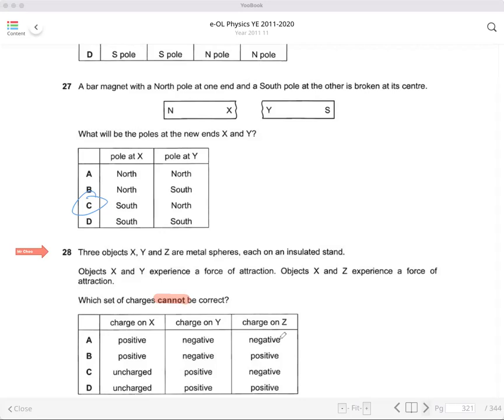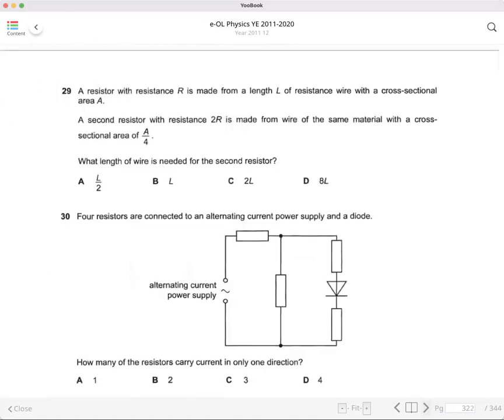Okay, Ryan, well done. The only one that is incorrect is B. Why? Because positive and positive, if X and Z are the same charge, there will be a force of repulsion. So B is incorrect because X and Z cannot be the same. Is that clear? Okay, very good. Let's continue. Next question, 29. You all may begin.